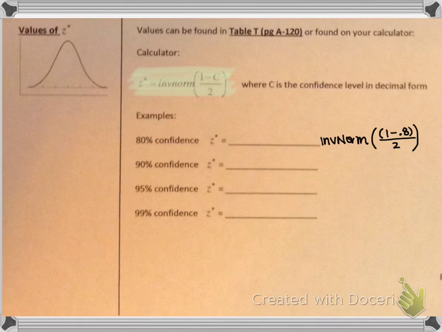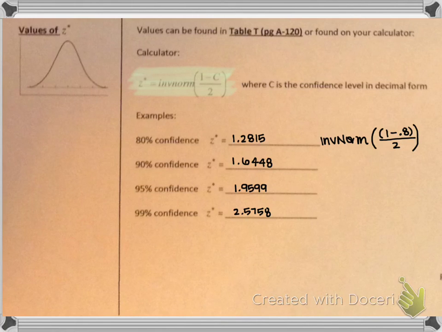If I were to type this into my calculator, I would end up getting 1.2815. So if you want to pause for a second, see if you can type in the rest of them, same format, and then unpause this, and then we can check and see if you and I got the same answers.